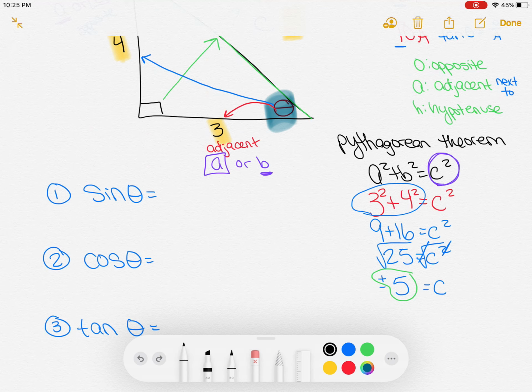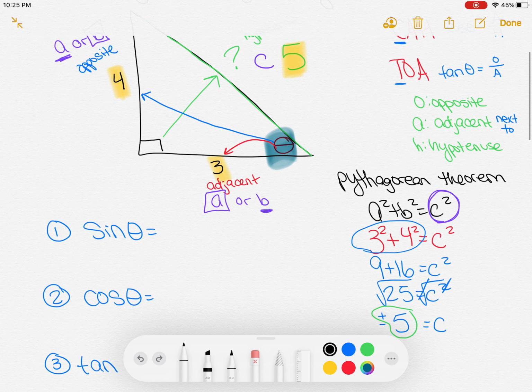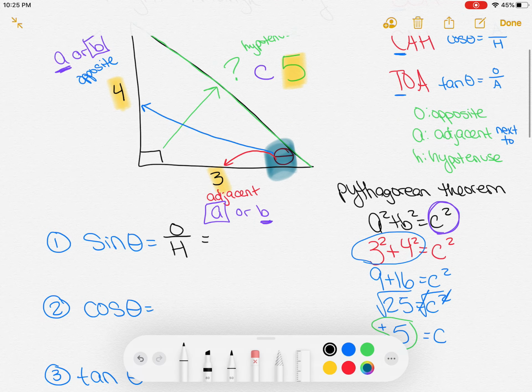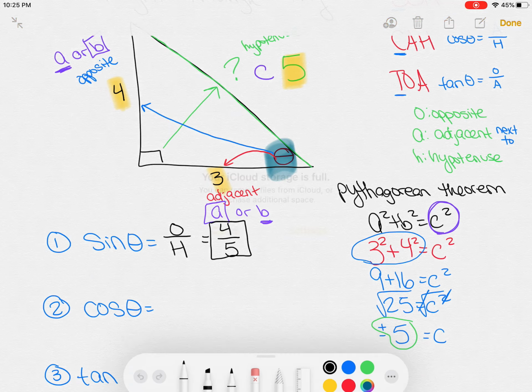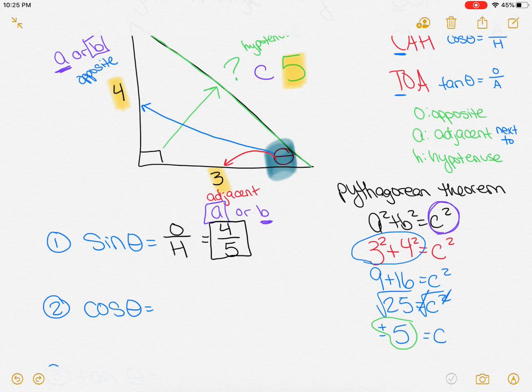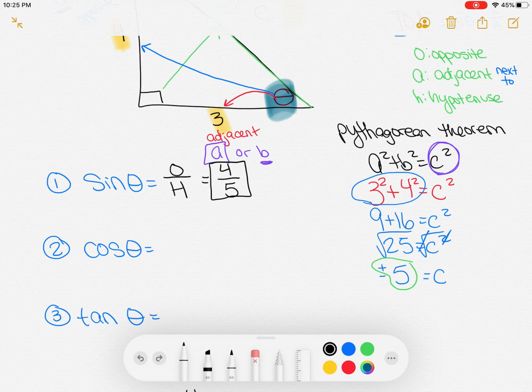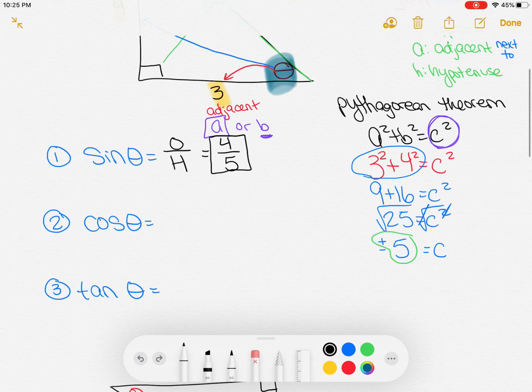So now I can go back to that SOHCAHTOA and actually get into these questions over here. Okay, so first is sine. Remember, sine is SOH, which is O over H. So I need opposite over hypotenuse. The opposite is 4, so it's 4 over the hypotenuse, which is 5. And there's my answer. The sine of this angle, based on this specific triangle, is 4 over 5.